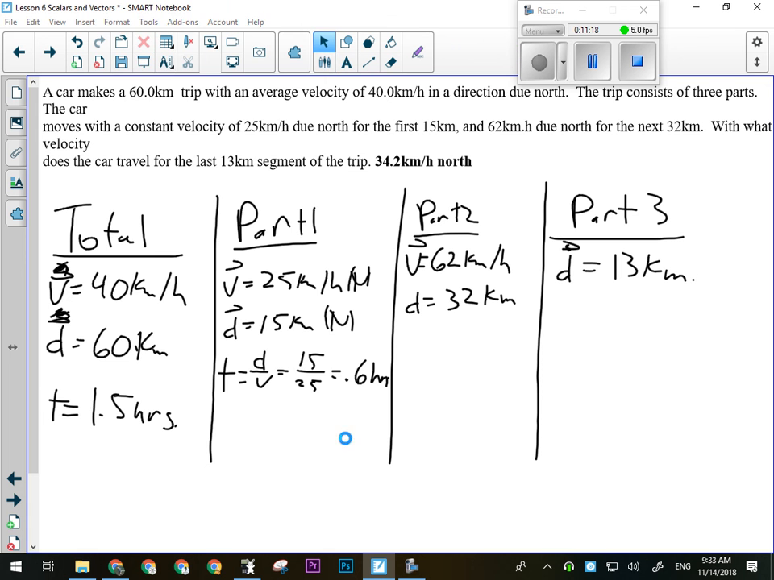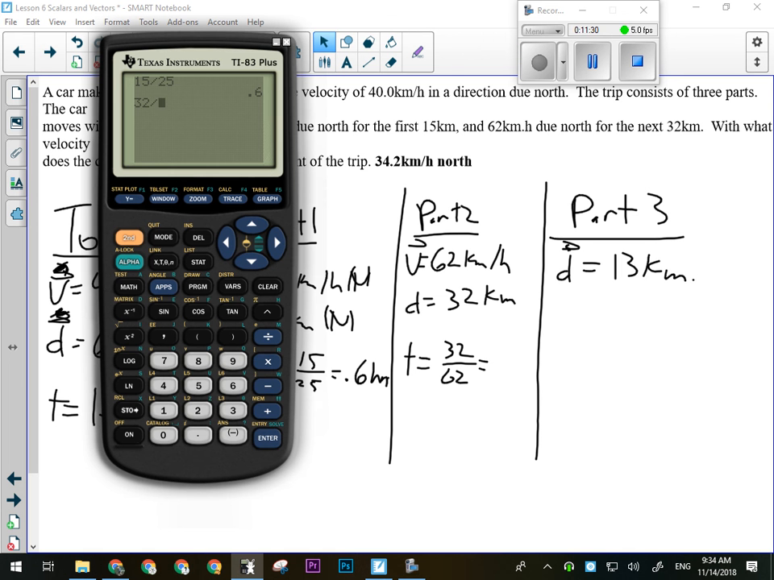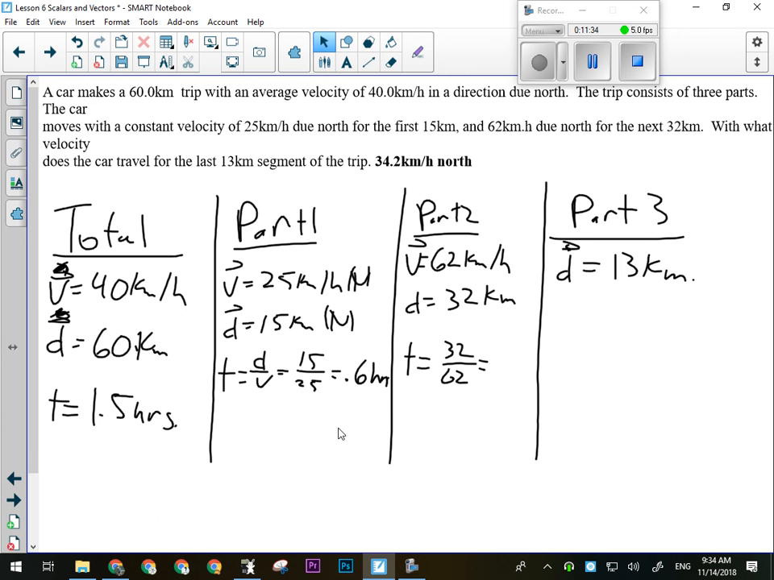Okay, and then I've got to do the same thing for part 2 here, which is 32 divided by 62. All right, so that's 0.516 hours. Now, something with physics, keep all your decimals until the very end. I didn't write them all, but I'm keeping them in the calculator.